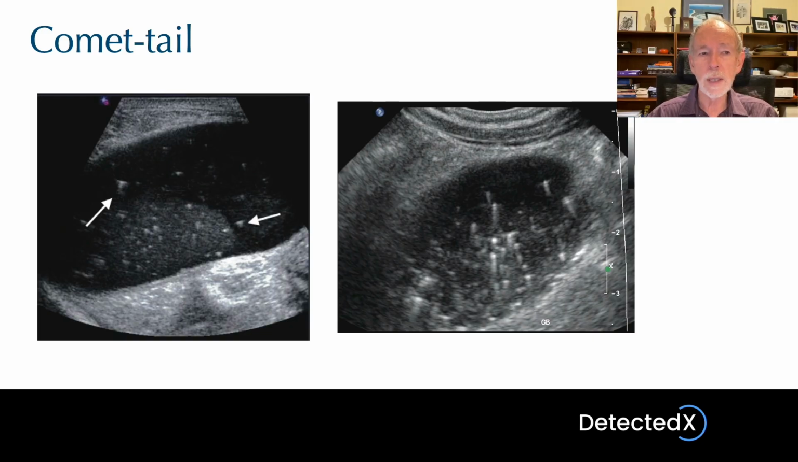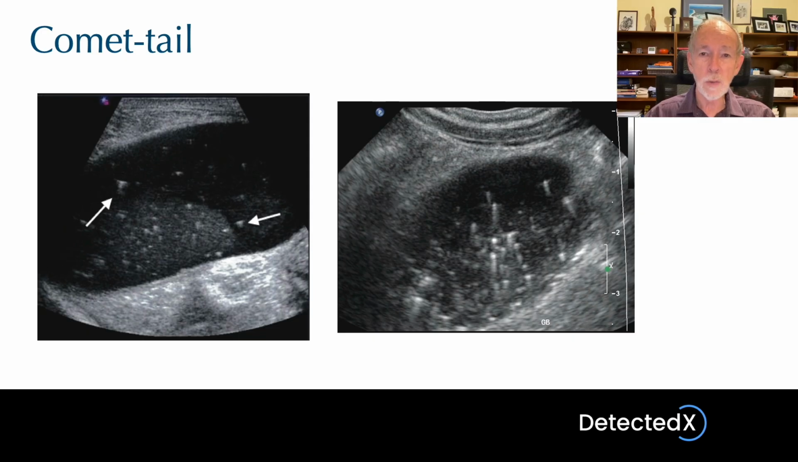A little bit similar is this artifact known as the comet tail artifact, because you've basically got a bright echo and then a tail on it. And notice again, this tail is parallel to the beam direction. So this is similar to ringdown in that something is resonating, so the ultrasound is bouncing backwards and forwards in a crystalline object, and the difference between this and ringdown is that it's relatively short-lived.